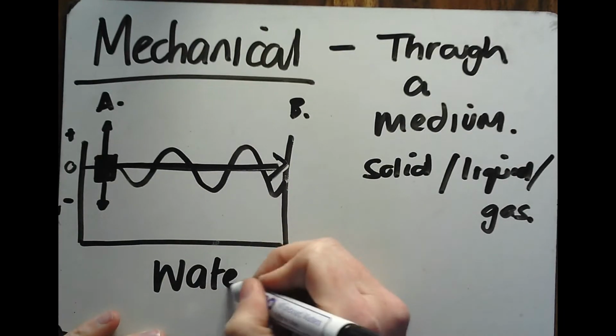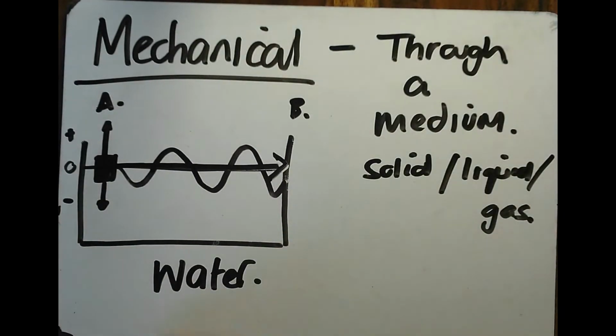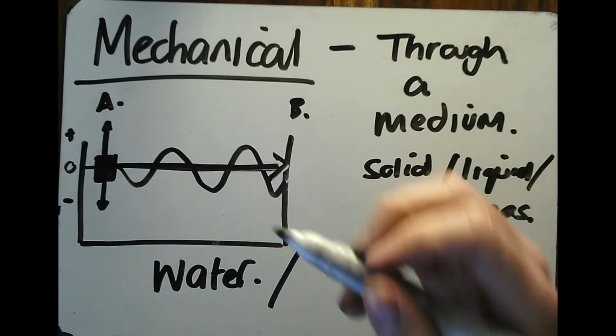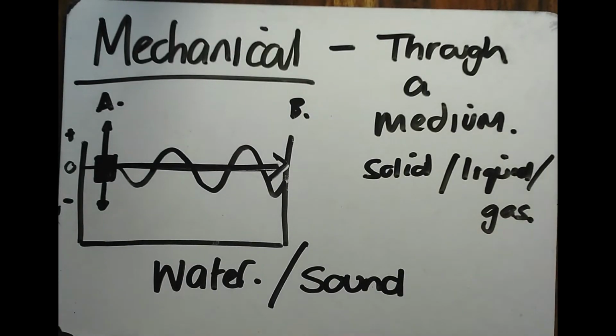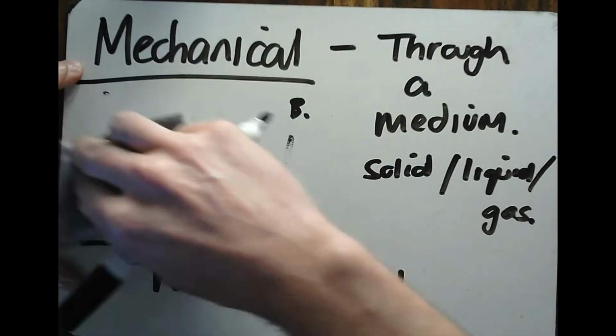Okay, so in terms of mechanical waves, there are a couple of examples. The one I've just shown you there is of water. So waterways, I'm sure you're all familiar with waterways. Another example of a mechanical wave might be sound. Now in sound, I'll draw you another picture of sound.